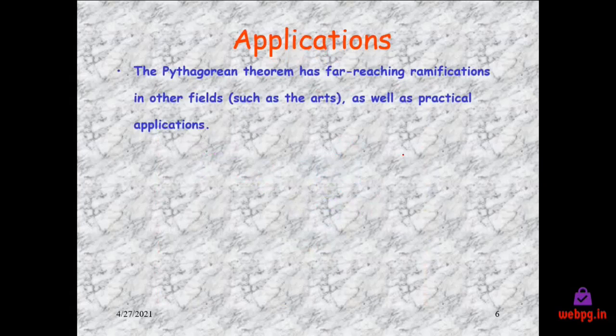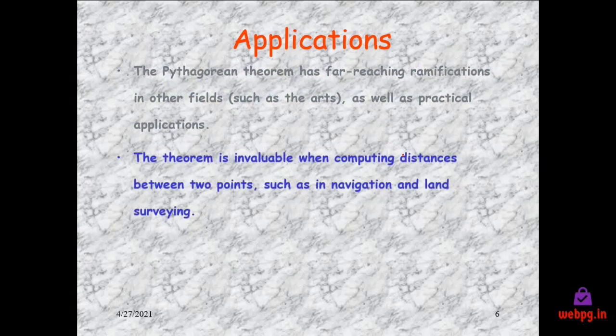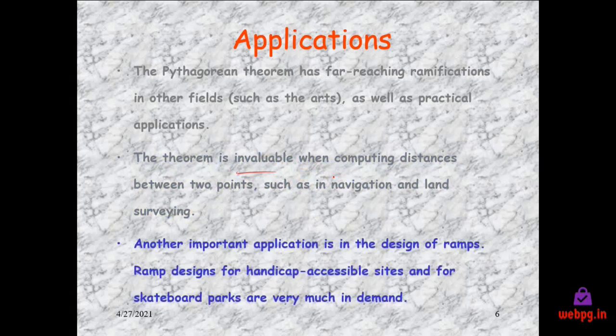Apply this theorem. The Pythagorean theorem has far-reaching ramifications in other fields such as the arts, as well as particular applications. The theorem is invaluable in computing the distance between two points, such as in navigation and land surveying. We solve many equation problems using this formula, and it's very easy to solve them.